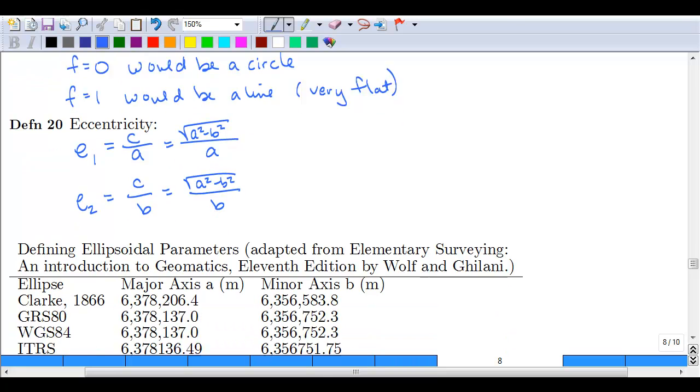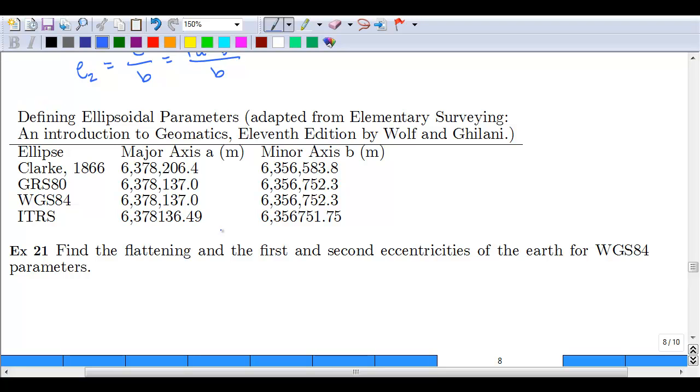Let's take a look at an actual real world example, because we're actually looking at the Earth in this case. This is taken from another textbook on surveying, and it gives some of the dimensions that have been approximated for the major and minor axes of the Earth over the years. Keep in mind that the Earth is slightly squished. It's not perfectly spherical. It is an ellipsoid.